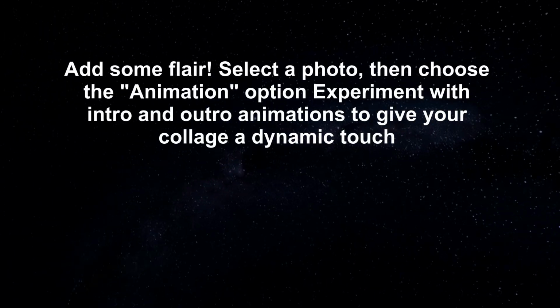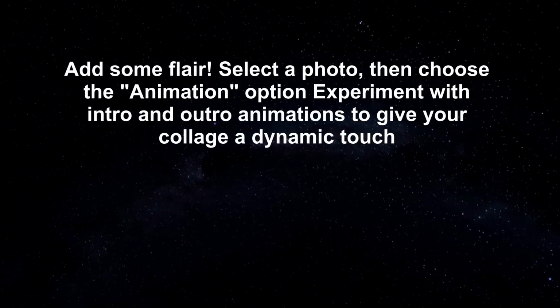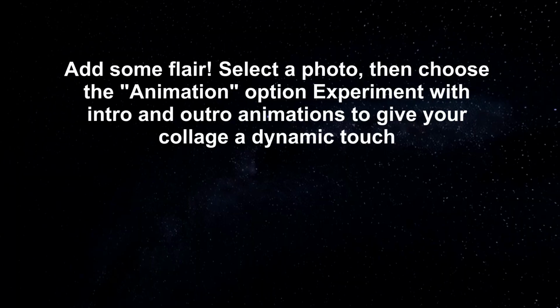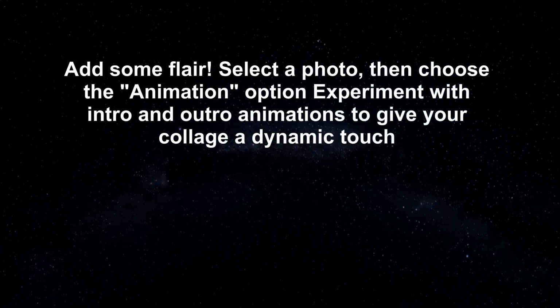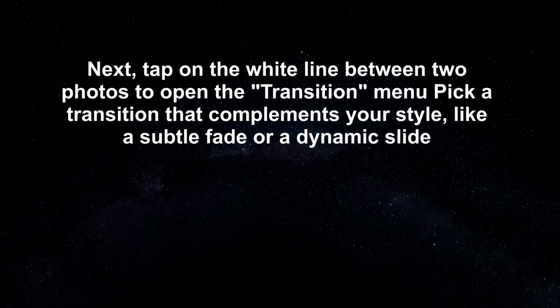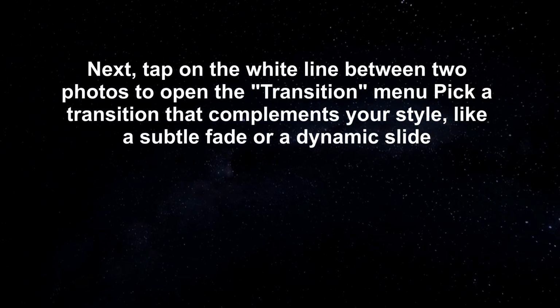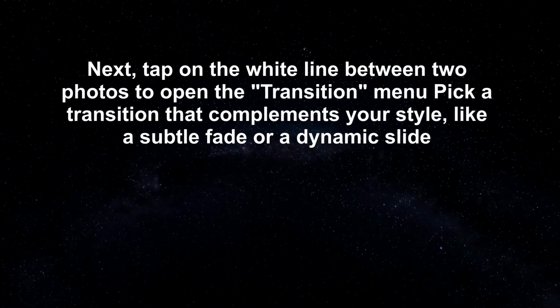Add some flair. Select a photo, then choose the animation option. Experiment with intro and outro animations to give your collage a dynamic touch. Next, tap on the white line between two photos to open the transition menu. Pick a transition that complements your style, like a subtle fade or a dynamic slide.